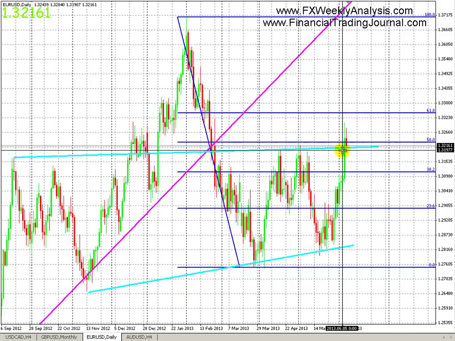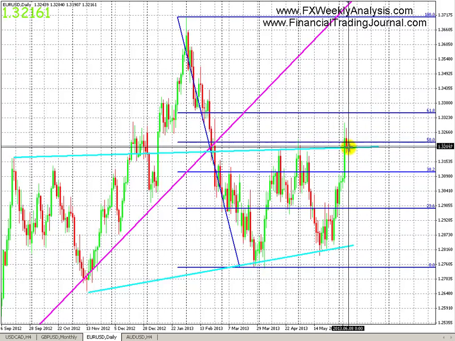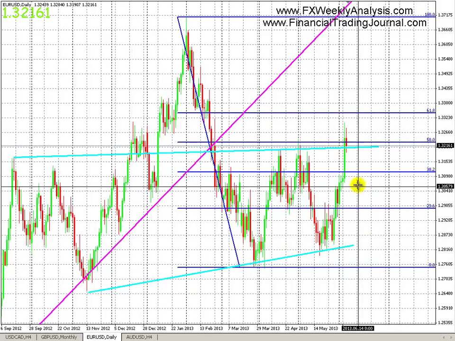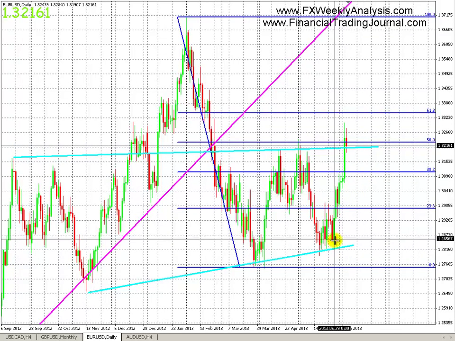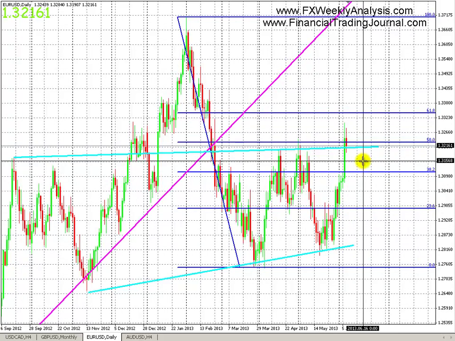I'd be looking for price to go back down. If it does re-enter this aqua line, then it would go right back down to here somewhere, unless it's forming a trend, in which case you would be looking for a bounce. If you connect lows like here to there, you'd be expecting a bounce somewhere over there. So that's it for the daily chart.